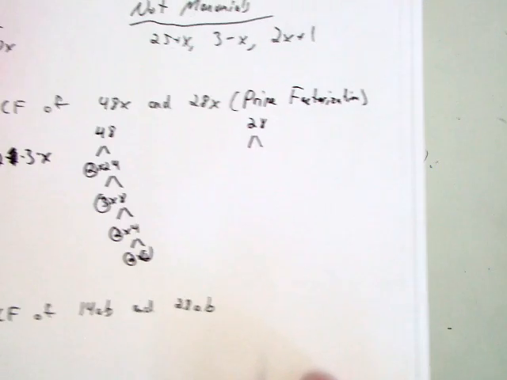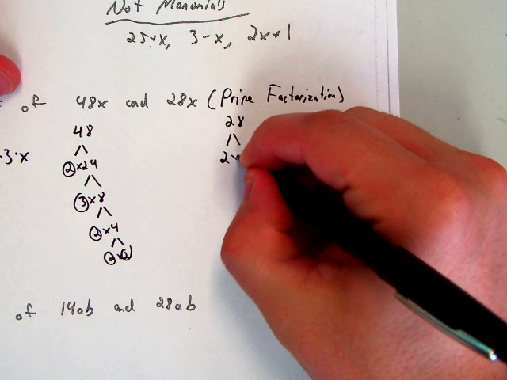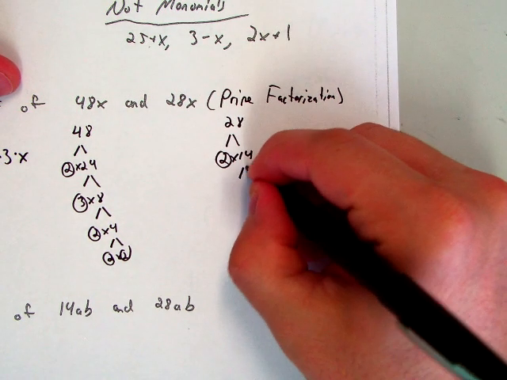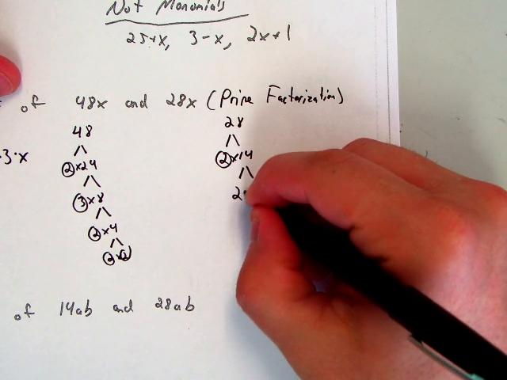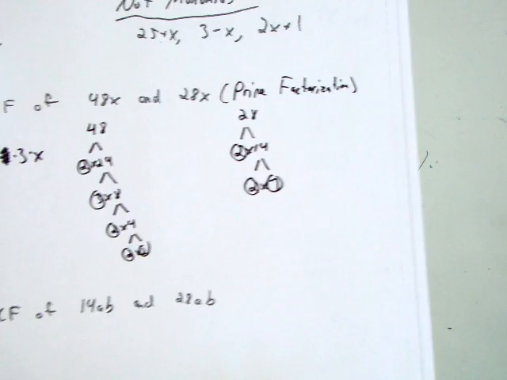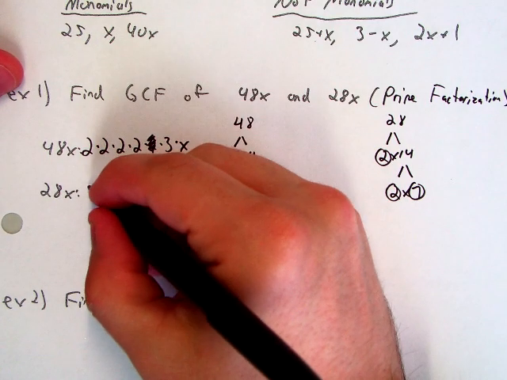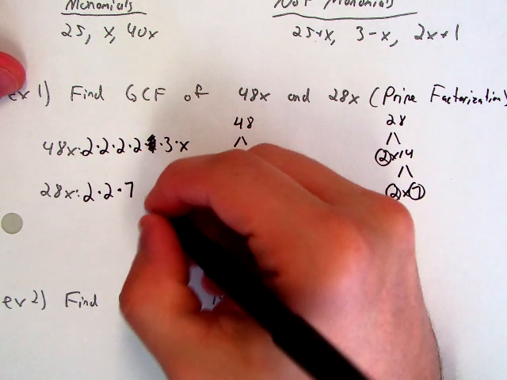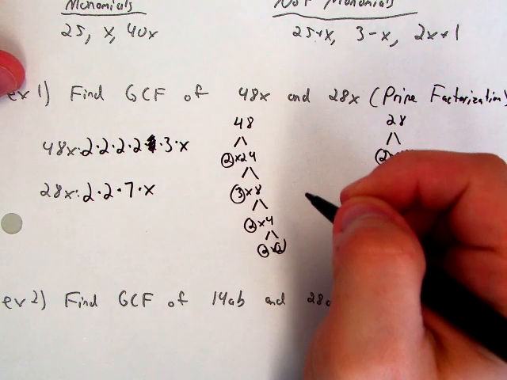For 28, same exact thing. I can do 2 times 14. 2 is prime. Leave it alone. To get 14, I can do 2 times 7. Both 2 and 7 are prime, so now I'm done. So the prime factorization of 28x would be 2 times 2 times 7 times x.